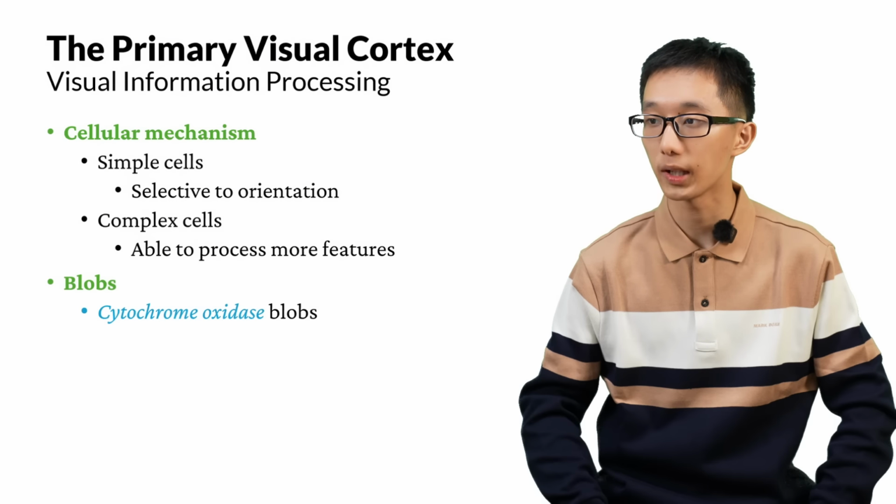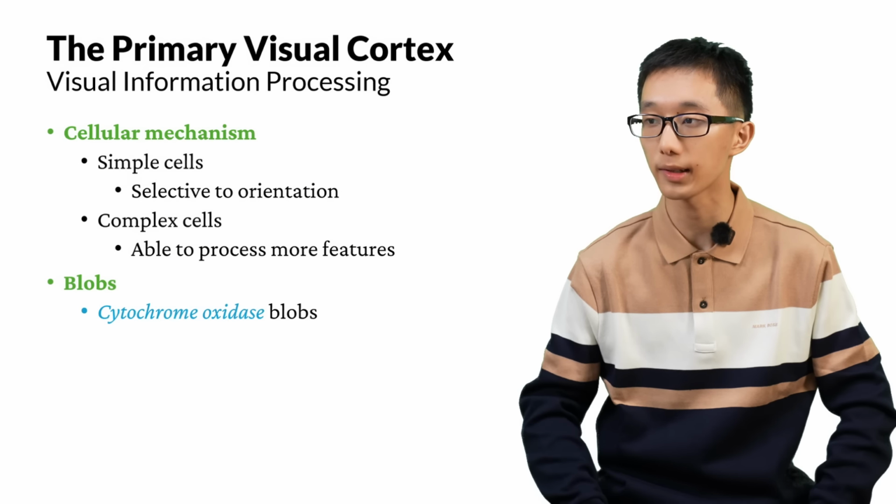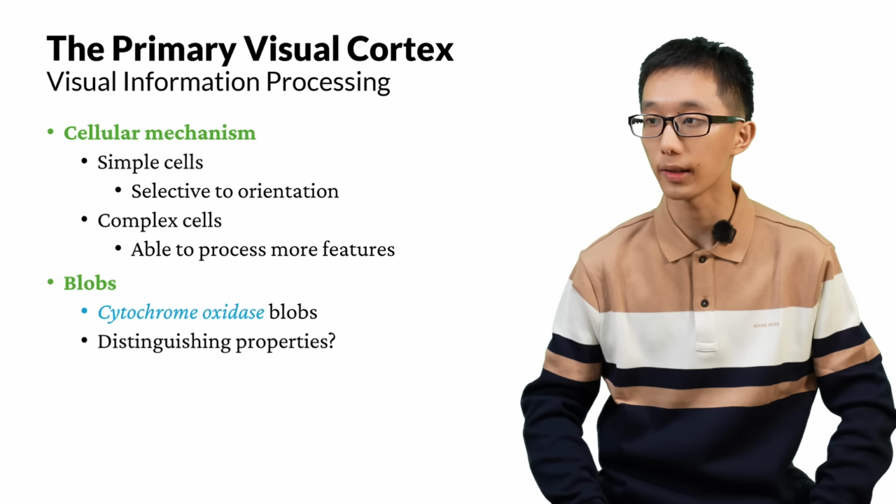They're called blobs because when we stain the cortex for a protein called cytochrome oxidase, these blobs stand out. They express a very large amount of cytochrome oxidase. Scientists used to think that they have some distinguishing properties from areas between the blobs, also known as interblobs. However, blobs and interblobs, as we've later discovered, probably do not have such distinguishing properties. We're still looking for the difference between blobs and interblobs in terms of function.